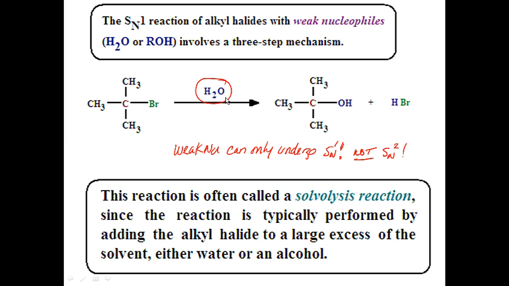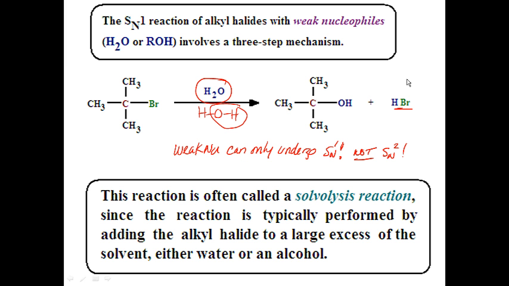So we cannot react neutral nucleophiles, nucleophiles that don't have a charge, weak nucleophiles, in SN2, but we can react them in SN1. But the question is, how does that reaction go? And look at our product. If we react water, HOH, with the alkyl halide, what we end up doing is substituting the Br for an OH group and then making HBr. So the question is, how does that reaction occur?